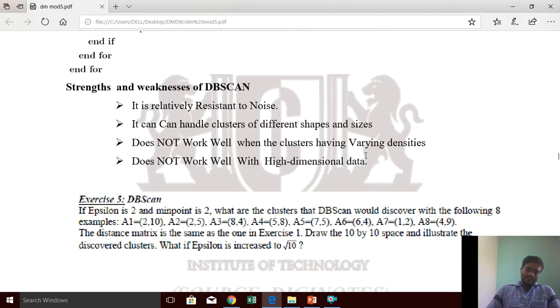It can handle clusters of different sizes and shapes. As compared to the previous algorithms, the k-means algorithm or agglomerative algorithm, which cannot handle clusters with different shapes and sizes, this will handle clusters with different shapes and sizes.